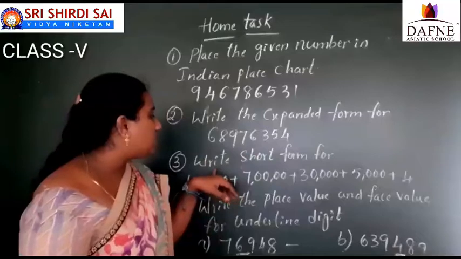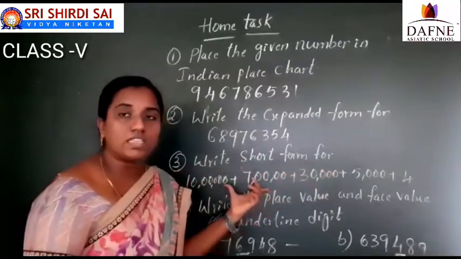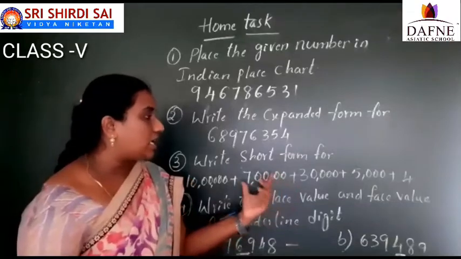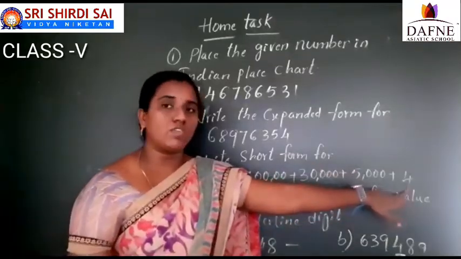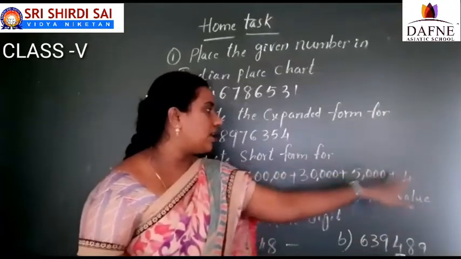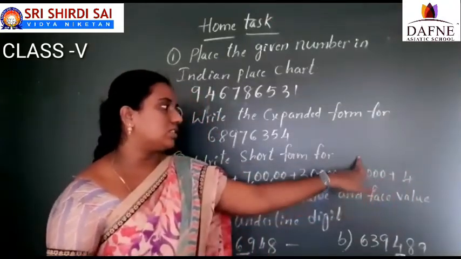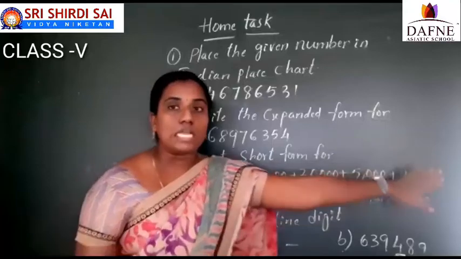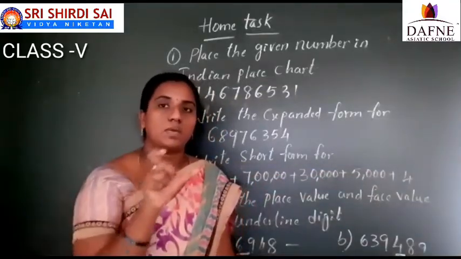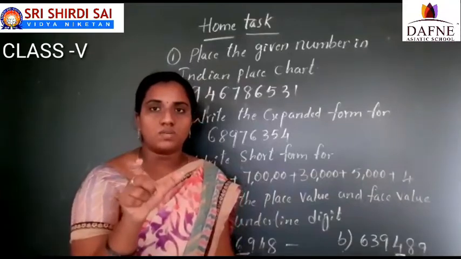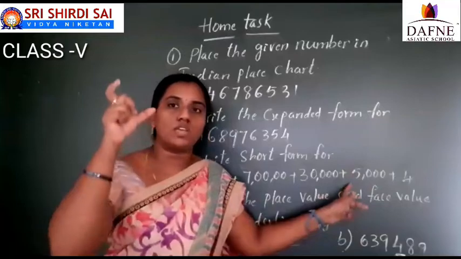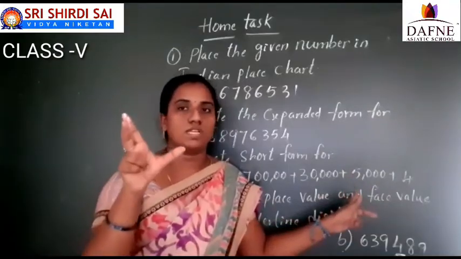Next one, third one. Write the short form. If they are given in the expanded form, how to write the short form I said already. So here also you have to write the place value. See here, what is the place value of 4? Ones, you know. So write here ones, tens, hundreds, thousands place value. While you are writing the number also you have to write the place values on the top, then you have to write the number down. Have you understood? So you must write the place values here, and also while you are writing the number.